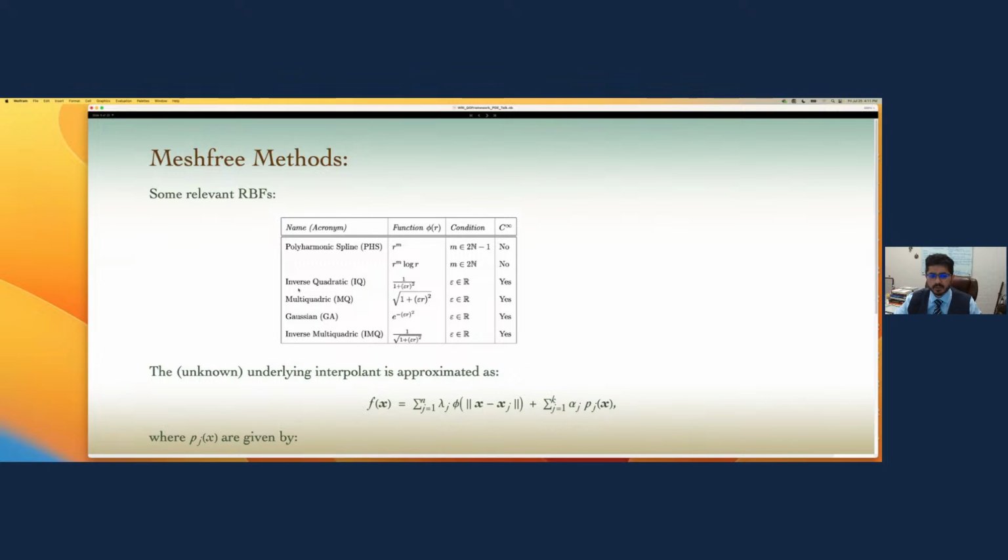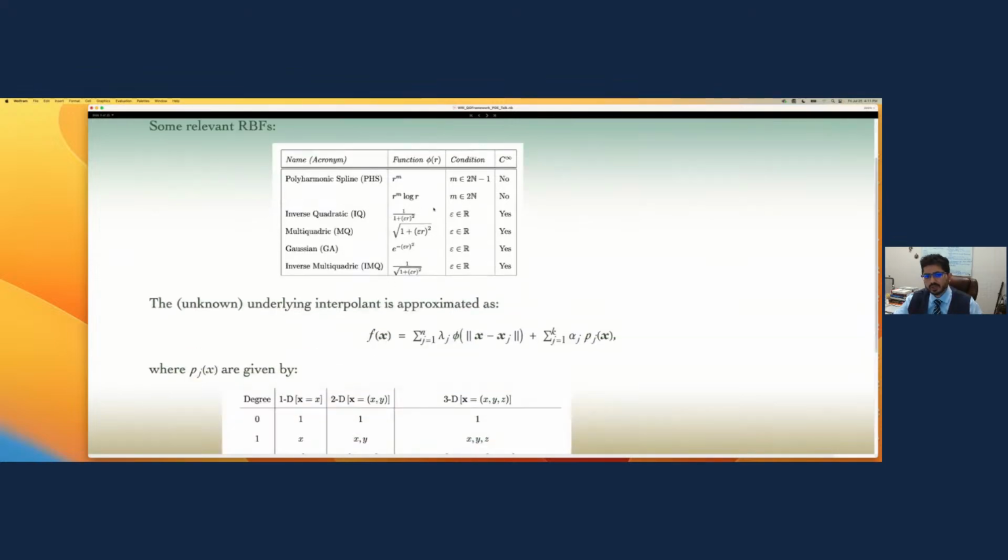There's the inverse multiquadratic. The most famous one is the Gaussian. There's also the multiquadratic, which has been used significantly in topography and such different applications. You choose different methods; there is no hard and fast rule. Each one of them has its pros and cons. Once you choose what your radial basis function is, you can then generate this approximation and solve it.